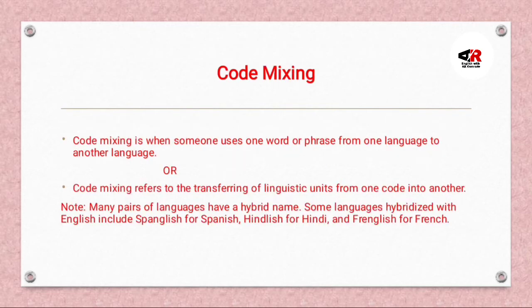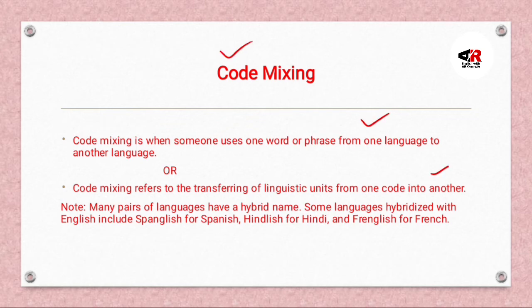So now we will talk about code mixing. Code mixing is when someone uses one word or phrase from one language in another language. So here again, when we use one word, or it can be two words, from another language in our conversation, that is called code mixing. Code mixing refers to the transferring of linguistic units from one code into another.